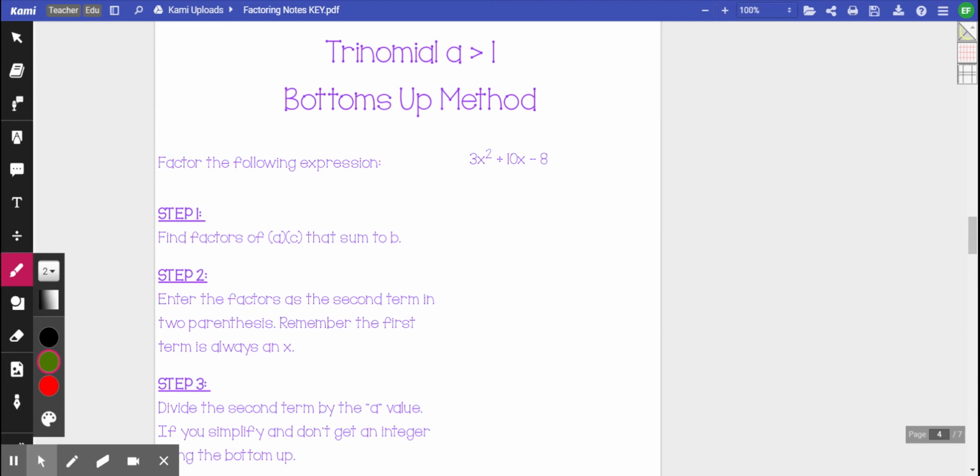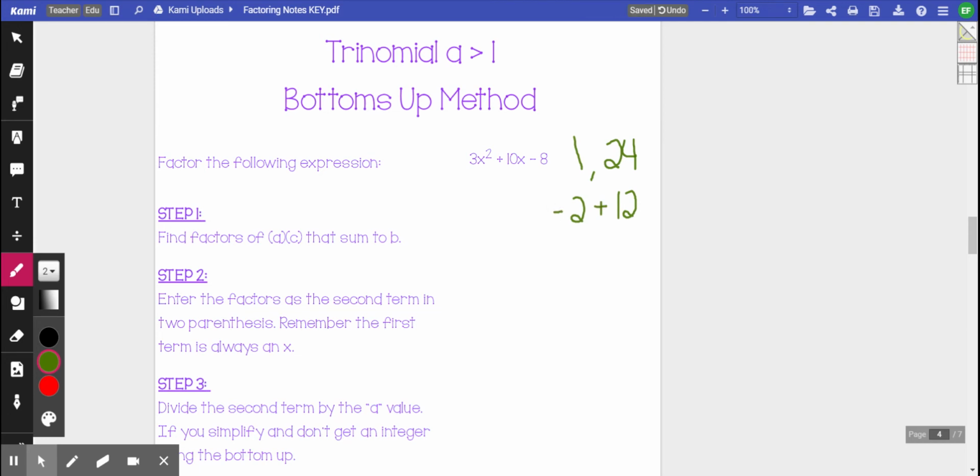So to factor using bottoms up, we're going to start out the exact same way. We're going to figure out what are the factors of A and C that sum up to B. So again, we're going to list out our factors of 24, right? We have our 1 and our 24. We know we have our 2 and our 12. Again, we're going to come to that same conclusion that to get up to positive 10, we're going to have a positive 12 and a negative 2.